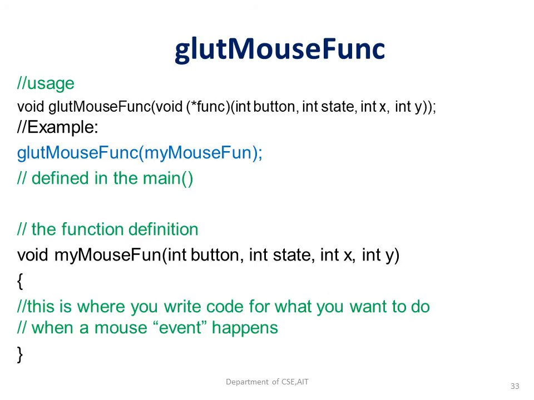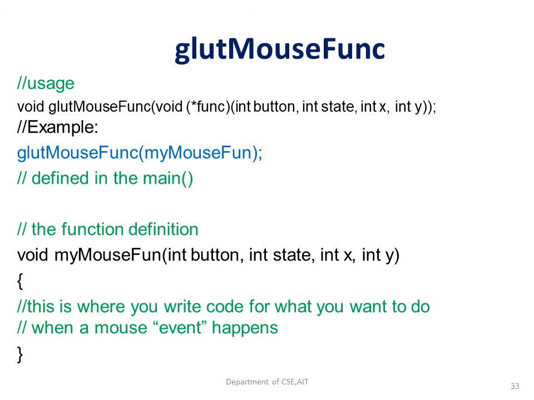The glutMouseFunc function is another callback function. This is for the mouse event, and it has 4 parameters. The first one is the button. The button can be left, right or the middle button, depending upon the type of mouse we are using. If it is a 3-button mouse, it will have left, right and middle buttons. If it is only a 2-button mouse, it will have the left and the right button.